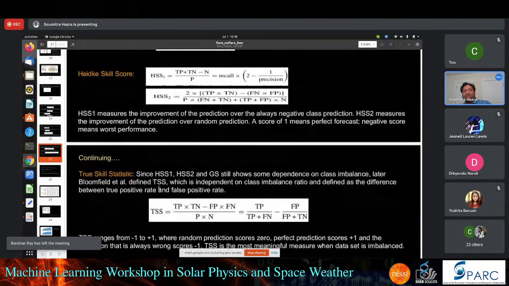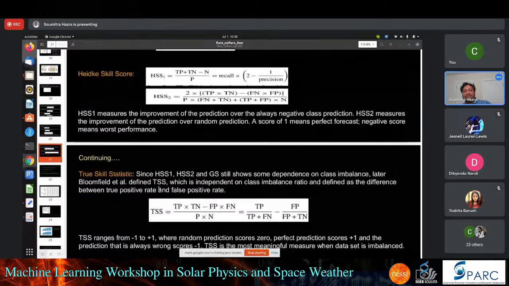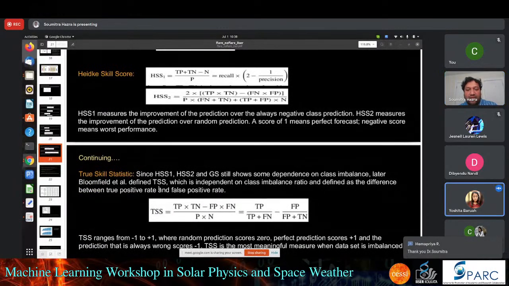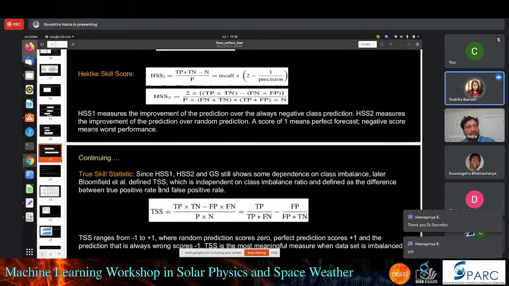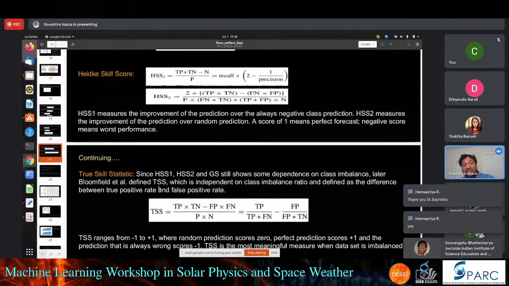So is it clear? Yes. So thank you. Actually, one has to reduce the false negative mainly.